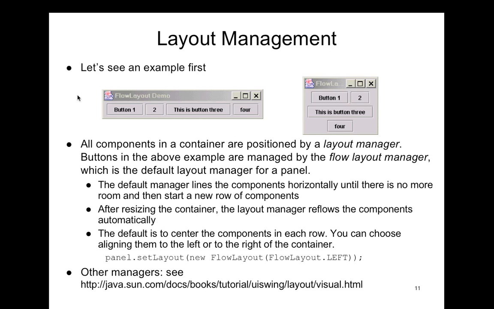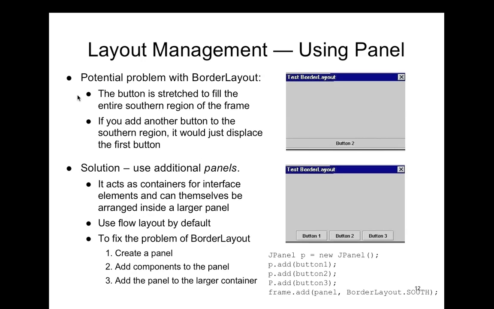All right, so the default is the center of the components in each one of the rows. You could choose alignments left, right. In fact, this is where we have layout flow left on the bottom. You can't read it, it's kind of blurry probably. For other managers, that link on the bottom will take you to more types of layout managers that you can use. Potential problems with the border layout.